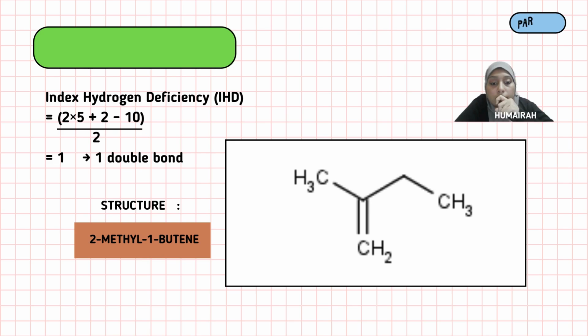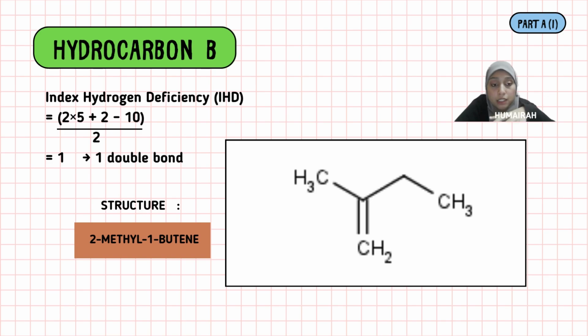Now looking at our IHD, the index of hydrogen deficiency calculation is the same as what my friend already told in the previous slide. So the calculation is the same, we get the value of 1, which means the compound contains 1 double bond. So the structure that fits both the molecular formula and the spectral data is 2-methyl-1-butene.